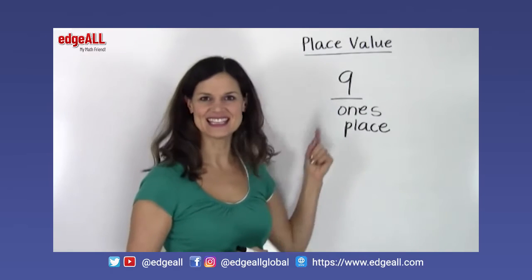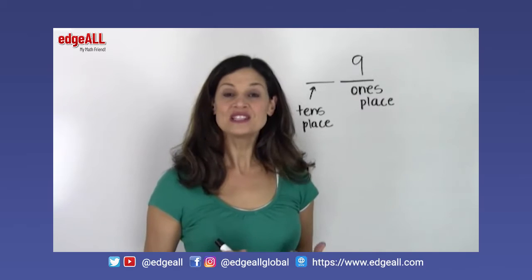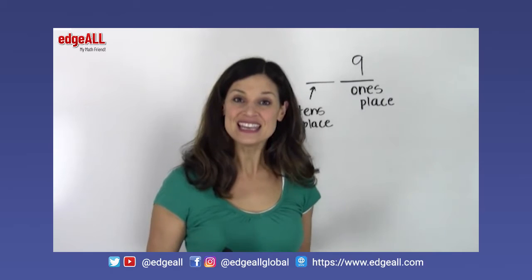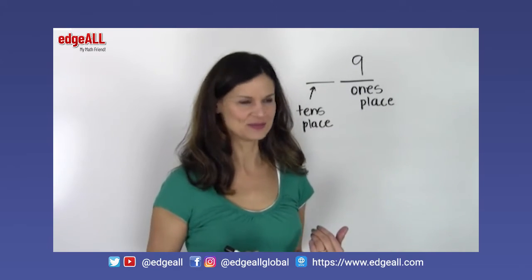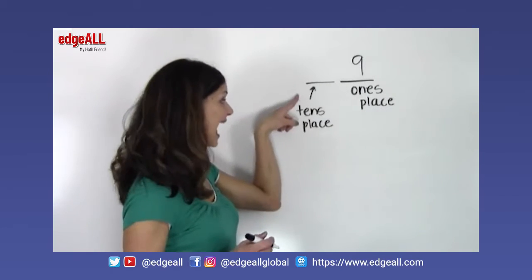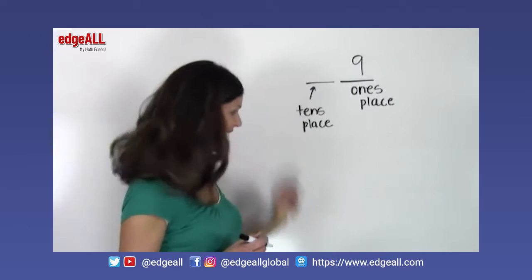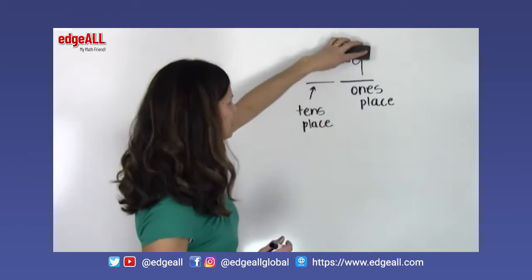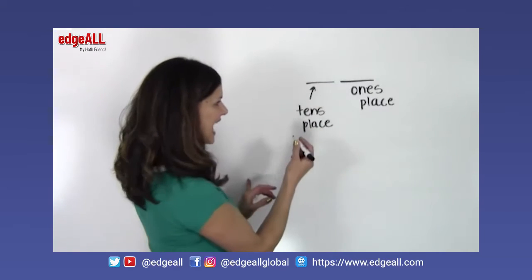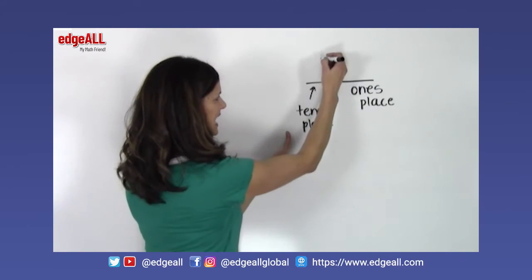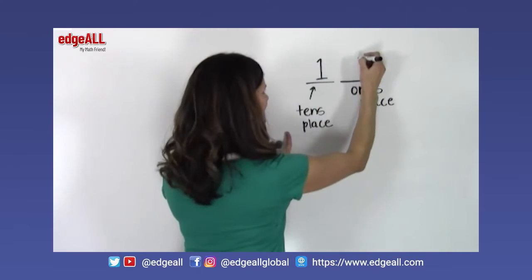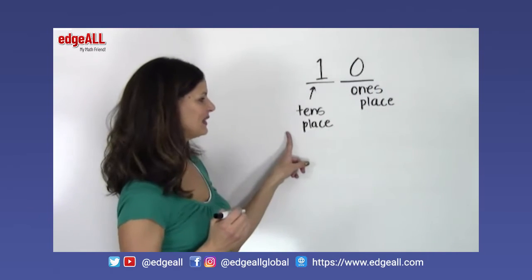the largest number that we can have in the ones place is 9. Once we reach 9, we run out of digits to keep counting higher, so we need to add a place value. We're at 9 in the ones place, and we add the tens place. To make the next higher number after 9, we want it to be a 10, so we put a 1 in the tens place and a 0 in the ones place.